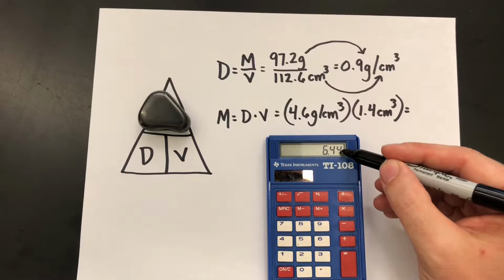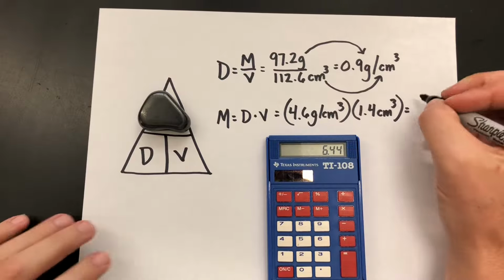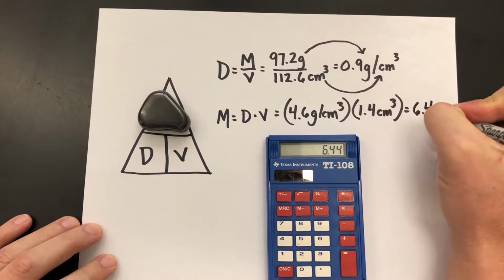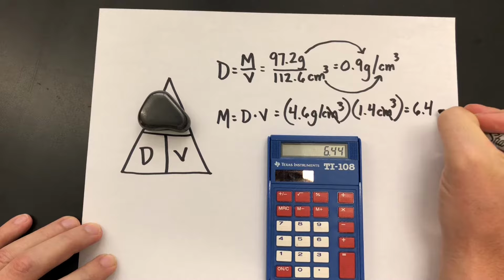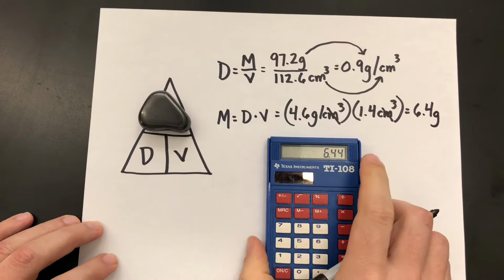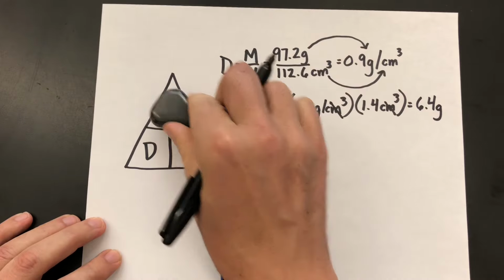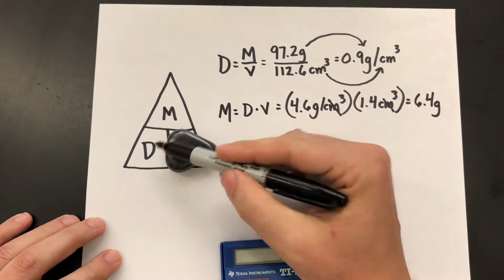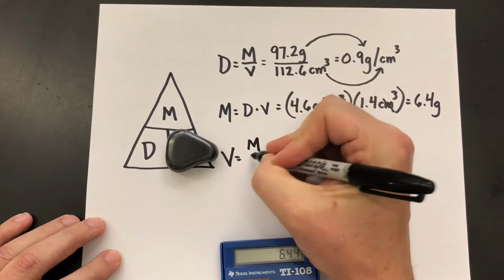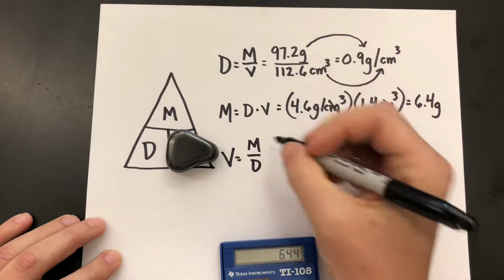You take the 4 in the hundredths place, it will not change the 4 in the tenths. So 6.4, the cubic centimeters cancel out, the mass unit is going to be grams. The last variable that we want to find is volume. So if I take my little rock there, cover it up, now it's going to be mass divided by density. Mass in the numerator, density in the denominator.